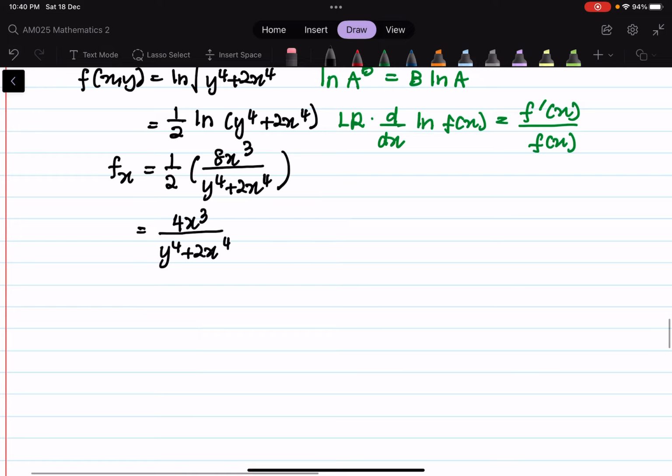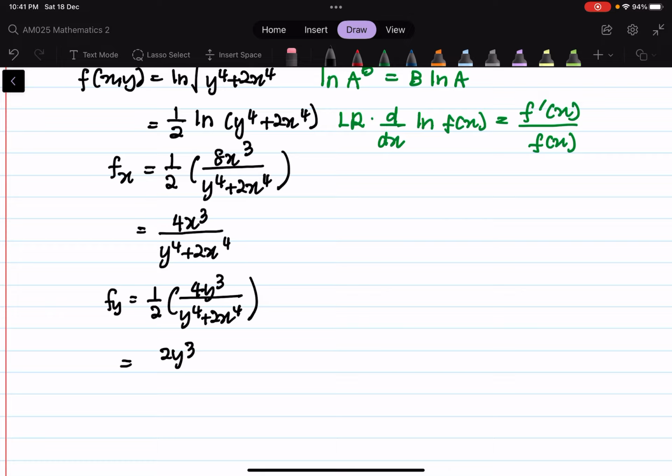Now let us find f sub y. We're going to use the same rules. So write down the constant 1 over 2. Then differentiate y to the power of 4 plus 2x to the power of 4 with respect to y. We're going to get 4y to the power of 3 divided by y to the power of 4 plus 2x to the power of 4. Simplify 1 over 2 with 4y to the power of 3, which is 2y to the power of 3 divided by y to the power of 4 plus 2x to the power of 4.